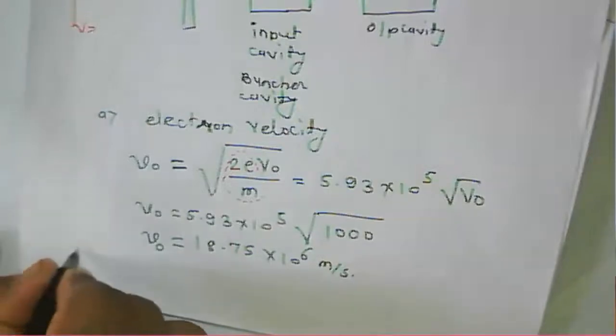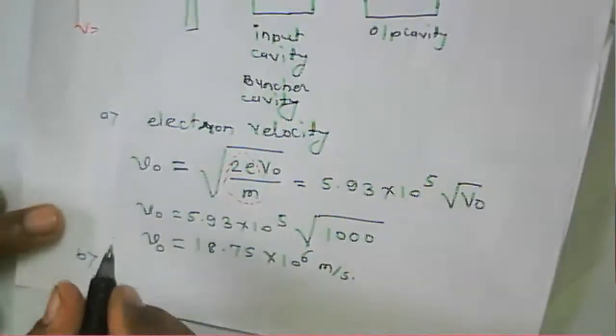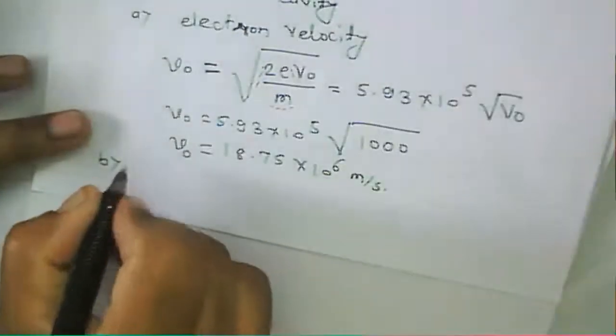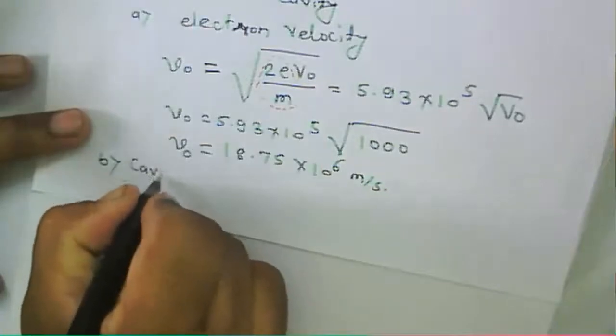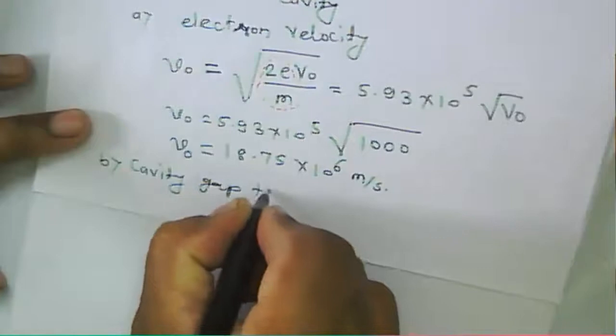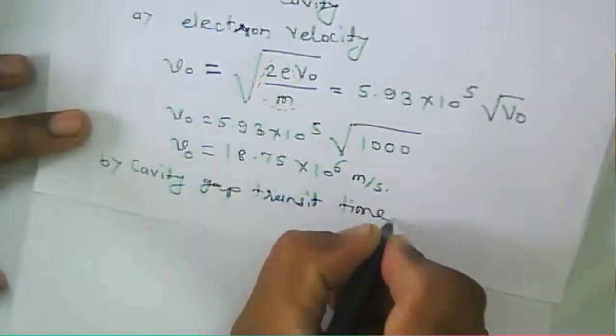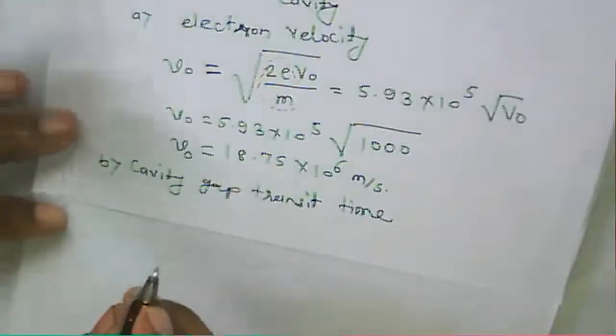Next, we can find out B. B is nothing but the cavity gap transit angle. Sorry, cavity gap transit time.